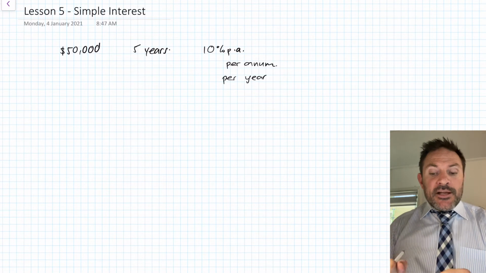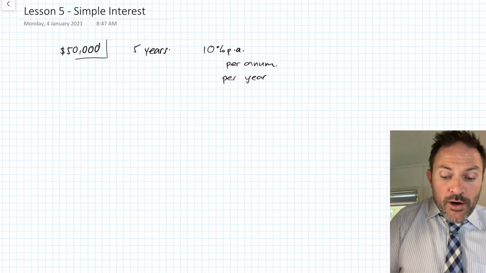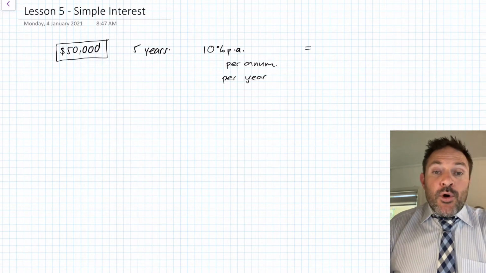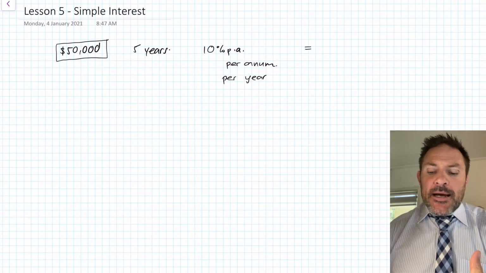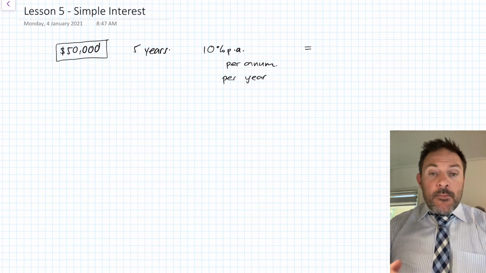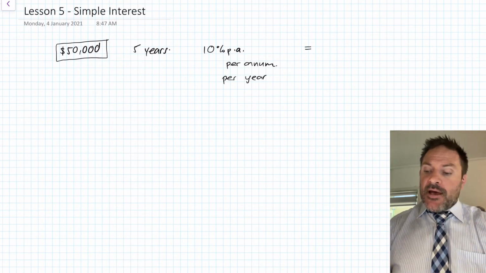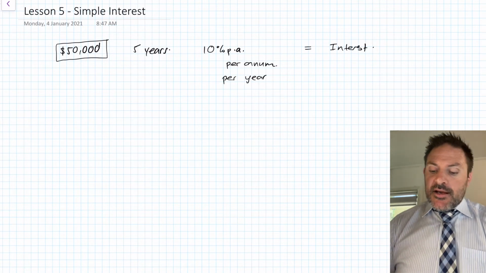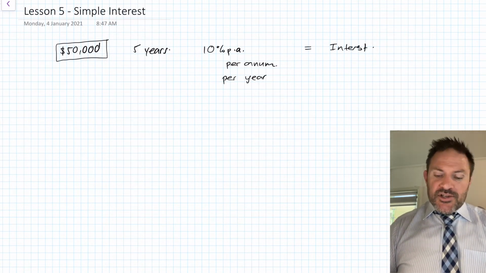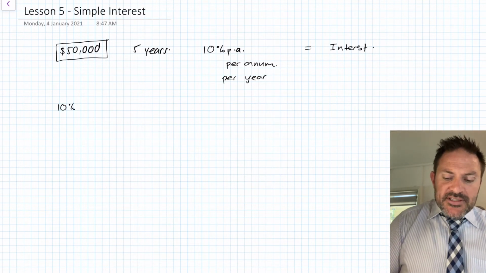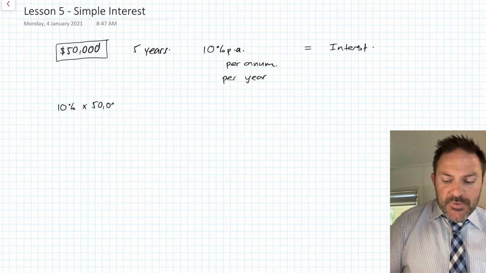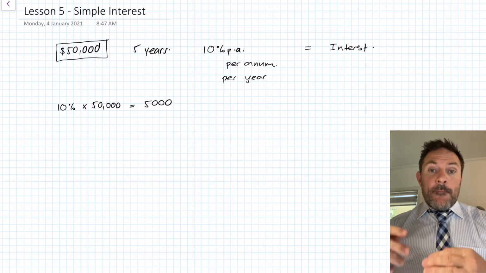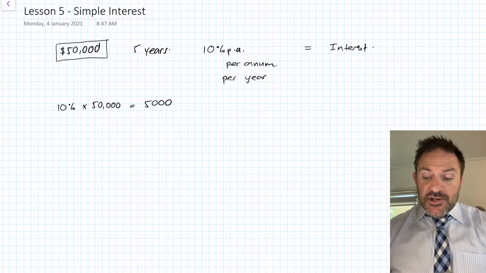Now, remember, simple interest means that every year they're going to work it out off that $50,000. What we have to work out is how much extra we have to pay them. Obviously, I have to pay the $50,000 back, but what's the interest that I have to pay? That's generally what these questions will entail. It's not a hard question. 10% of $50,000 is $5,000, which means every year I'm paying an extra $5,000 back. That's my interest.